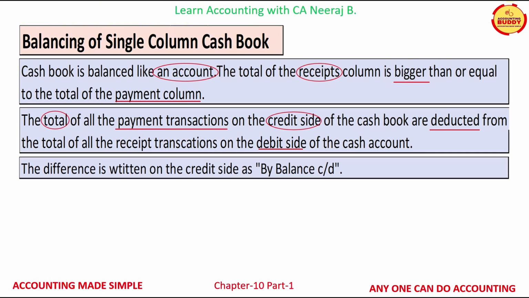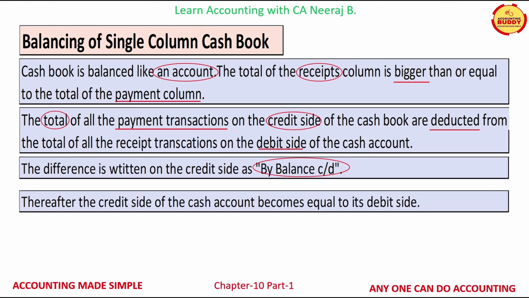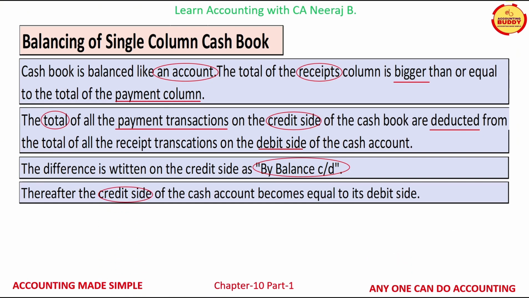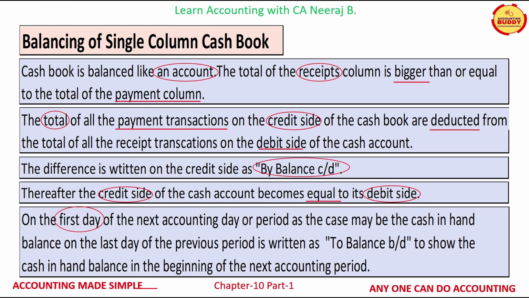The difference is written on the credit side as "by balance carried down." Thereafter, the credit side of the cash account becomes equal to its debit side. On the first day of the next accounting day or period, as the case may be, the cash in hand balance on the last day of the previous period is written as "to balance brought down" to show the cash in hand balance in the beginning of the next accounting period.